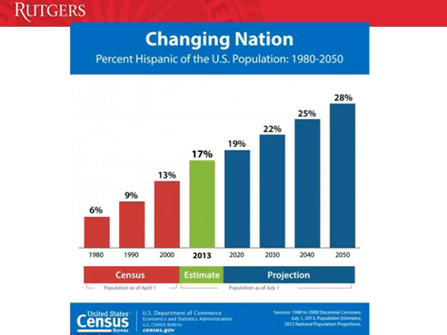Here's a chart that shows a projection to the year 2050. Now, the Census Bureau is projecting that by the year 2050, almost a third of the U.S. population will be Hispanic.